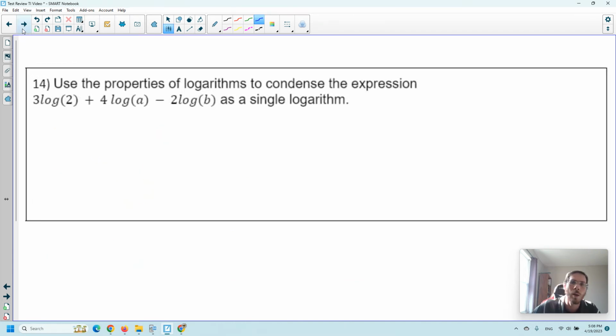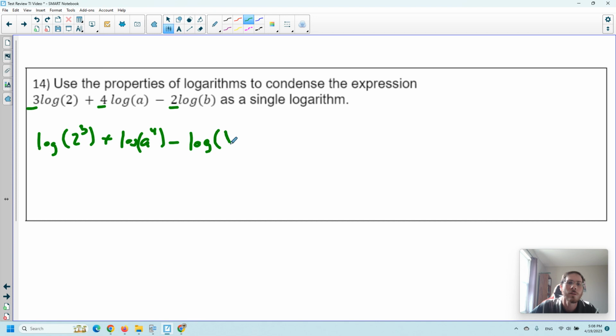14, use the properties to condense to a single logarithm. So we're using those same properties, but backwards. So here I see I've got all these numbers out front, so they're all going to become exponents. So log of 2 to the 3 plus log of a to the 4 minus log of b to the 2nd. So again, since we're going backwards, our coefficients or our multiplication became exponents.